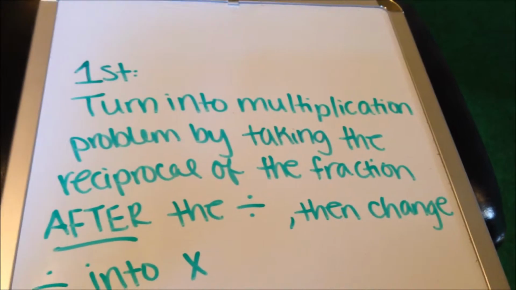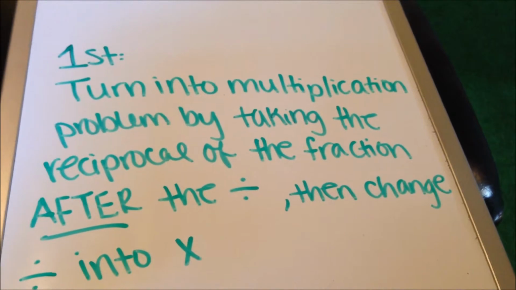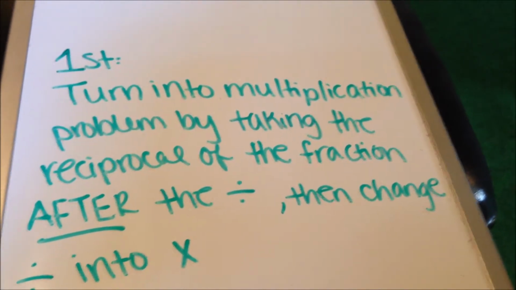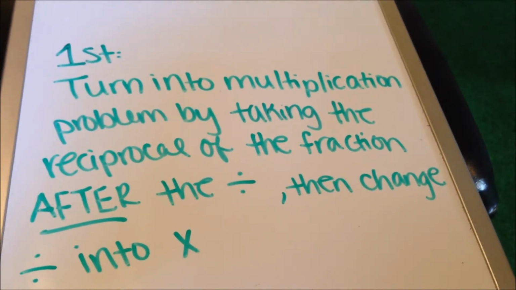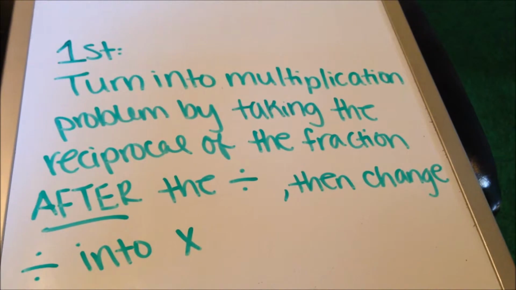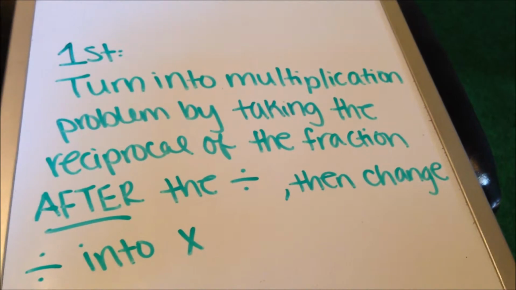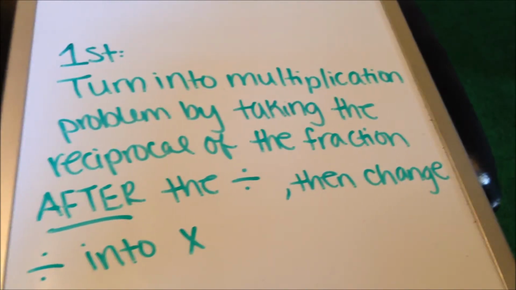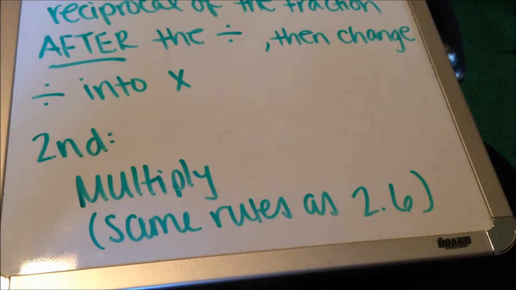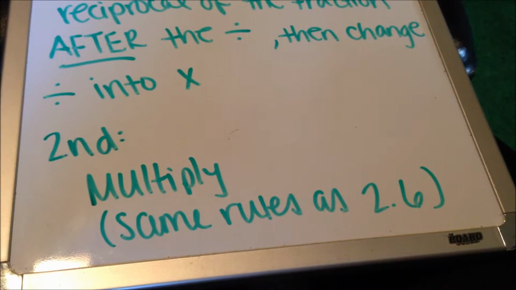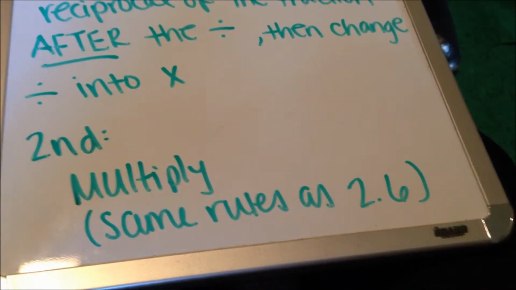Here are the rules for dividing fractions. First, turn the problem into a multiplication problem by taking the reciprocal of the fraction after the division symbol. Once you do that, then change the division symbol into a multiplication symbol. The fraction that comes before the division symbol does not change at all. Once it turns into a multiplication problem, the second step is simply to multiply. And you're going to multiply in the same exact way as we multiplied the problems in section 2.6.